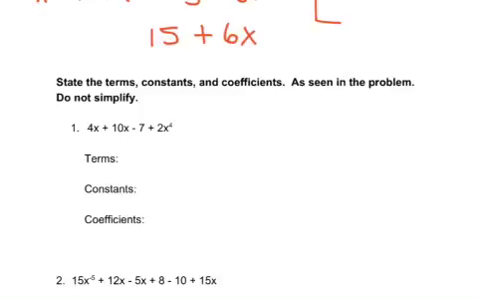In this case, remember, terms are separated by operations. So I have 1, 2, 3, 4 terms. My constants, I just have one constant, and in this case it's the -7. And coefficients, I have 3. I have the 4, the 10, and the 2.